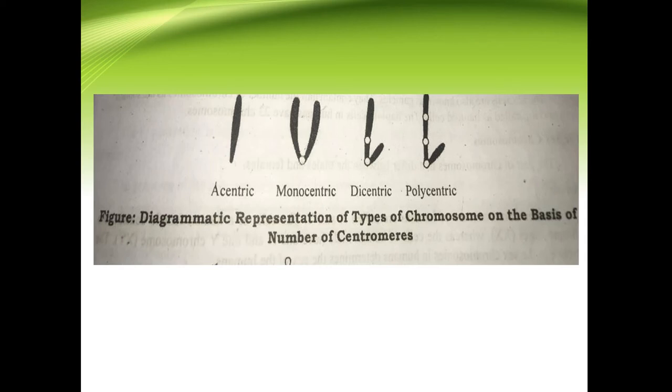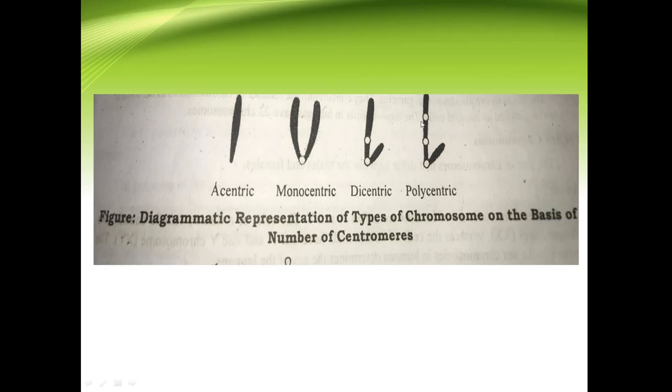Monocentric is a chromosome with one centromere. Then we have dicentric chromosome with two centromeres. Then we have polycentric chromosome with more than two centromeres.